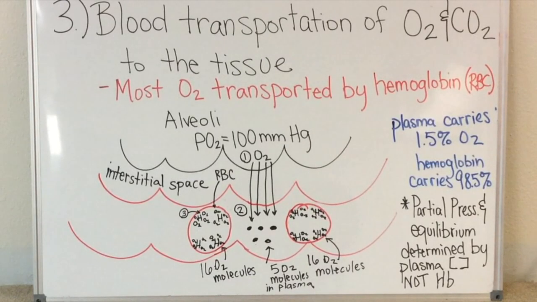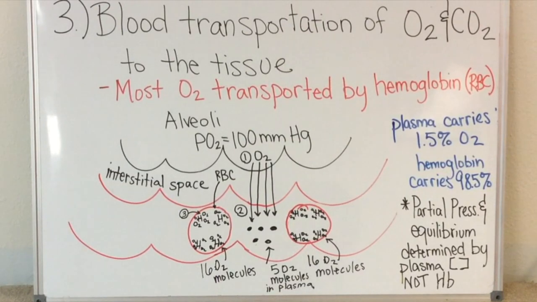This ability for red blood cells to hold on to oxygen molecules and not contribute to reaching equilibrium between the plasma and the alveoli is how our body is able to increase its oxygen carrying capacity.